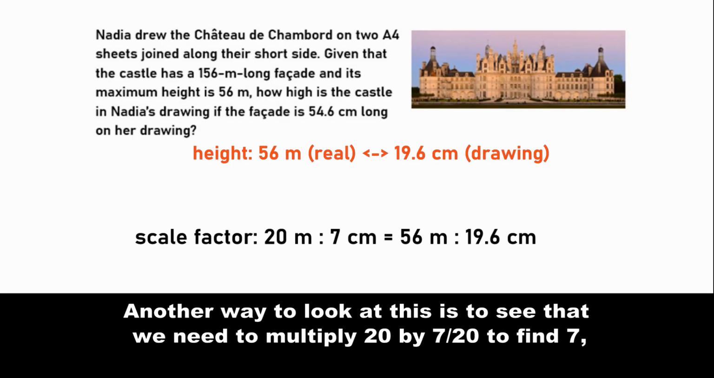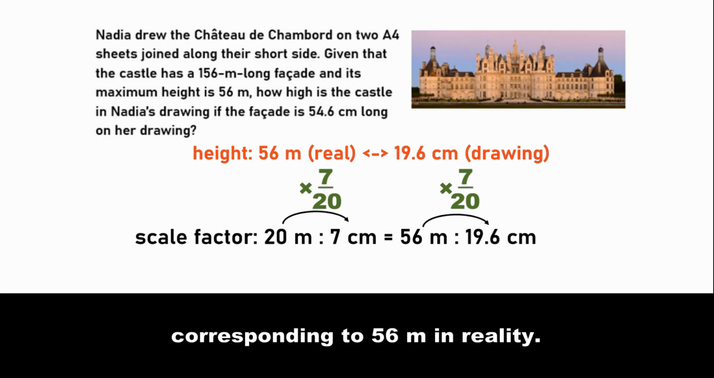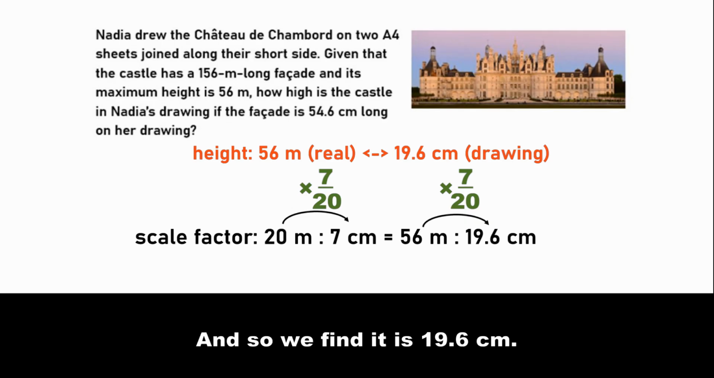Another way to look at this is to see that we need to multiply 20 by 7 over 20 to find 7, which means that multiplying 56 meters by 7 over 20 gives the length in centimeters on the drawing, corresponding to 56 meters in reality. And so we find it is 19.6 centimeters.